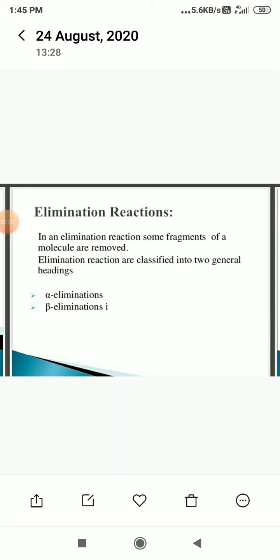Today I will explain elimination reaction. First of all, what do you mean by elimination reaction? In an elimination reaction, some fragments of a molecule are removed. Elimination reactions are classified into two general headings: first, alpha elimination, and second, beta elimination.